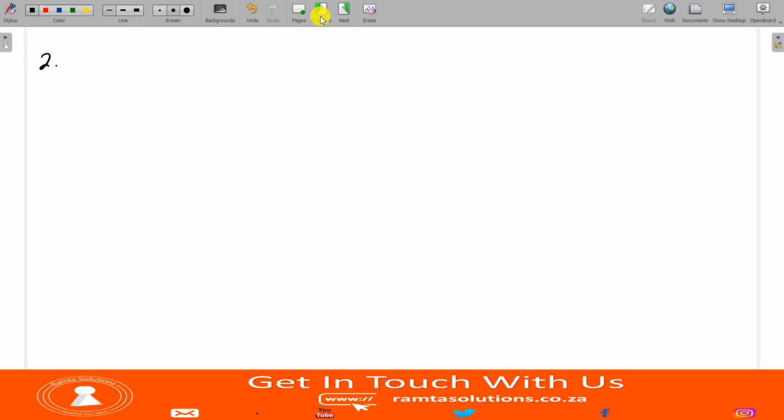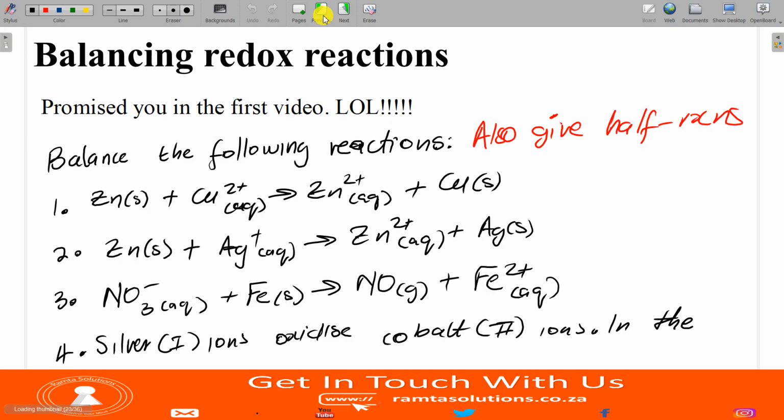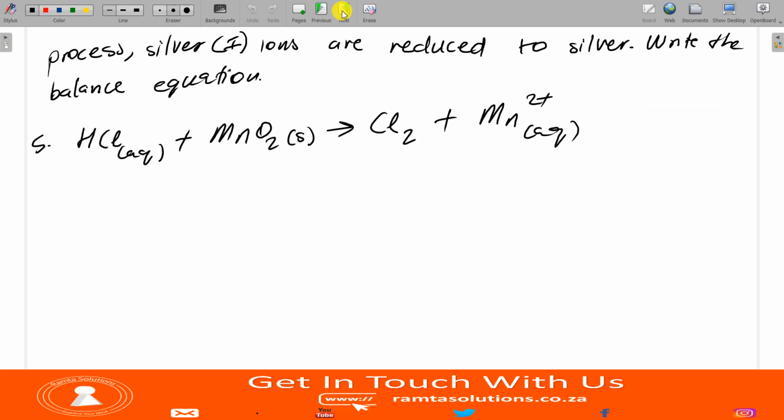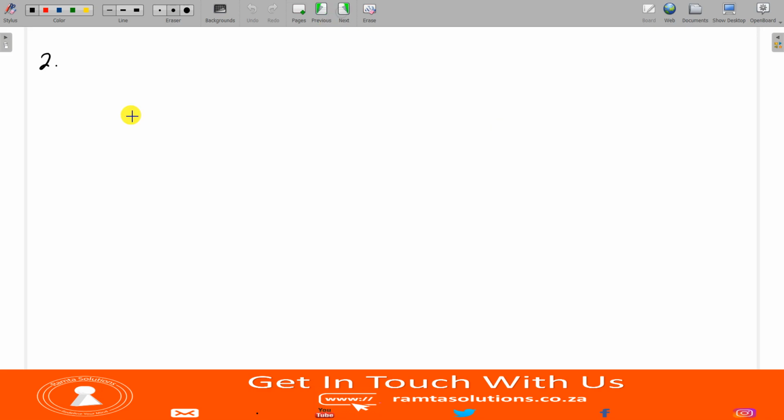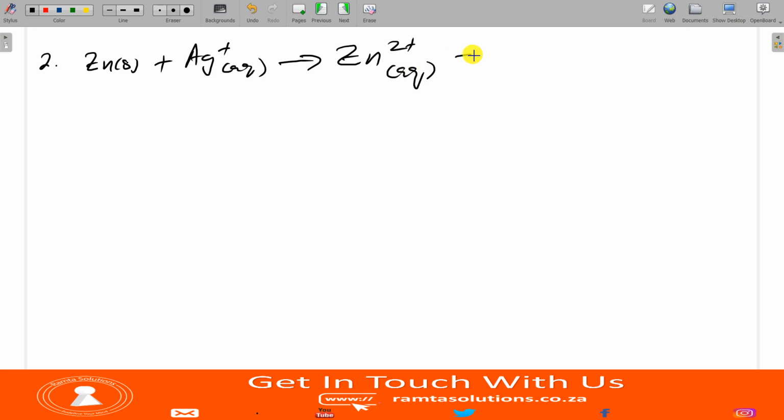Number 2 was zinc solid plus Ag plus, which I believe is aqueous. It'll be aqueous, giving us, I believe, zinc 2 plus aqueous plus Ag, which is silver solid, right?